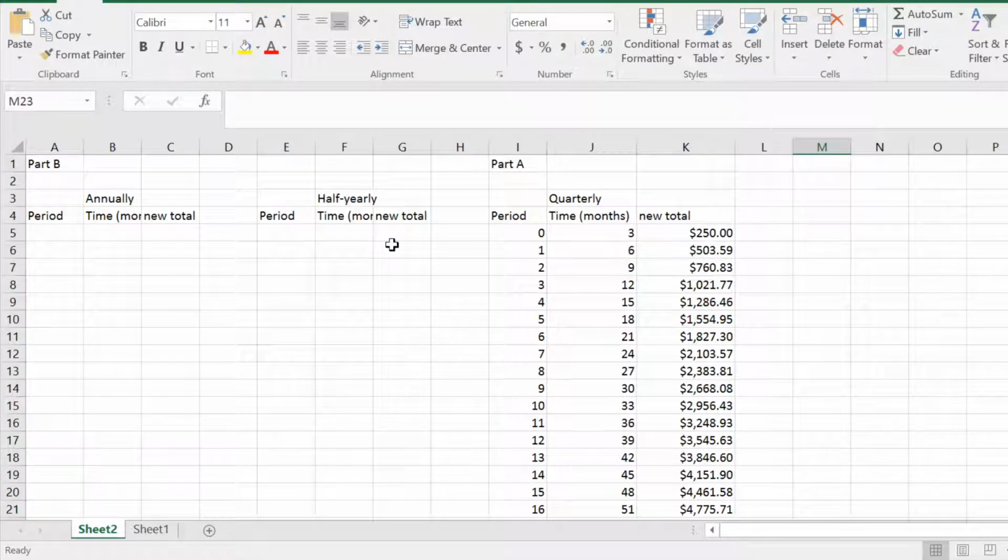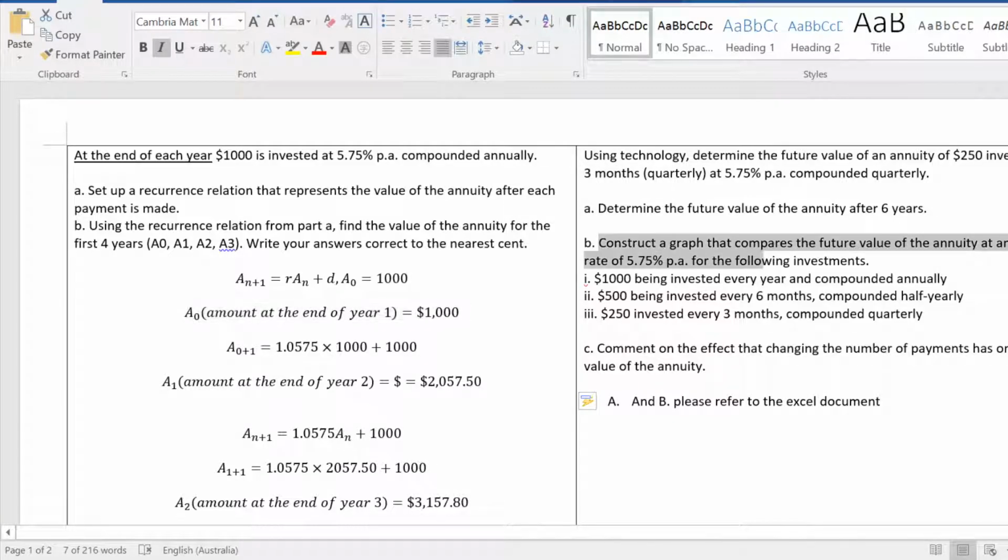Let's read part B. Construct a graph that compares the future value of the annuity at an interest rate of 5.75% per annum. Notice how the rates are the same for the following investments. We've got $1,000 being invested every year and compounded annually, $500 being invested every 6 months, compounded half yearly, and $250 invested every 3 months, compounded quarterly.